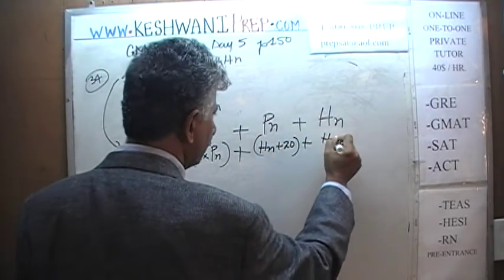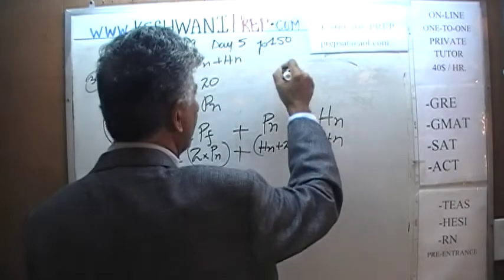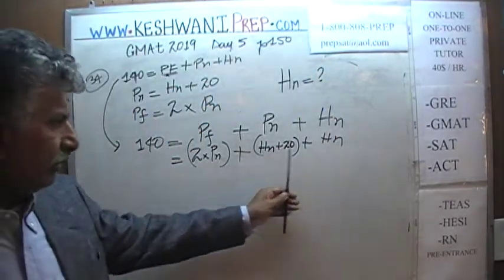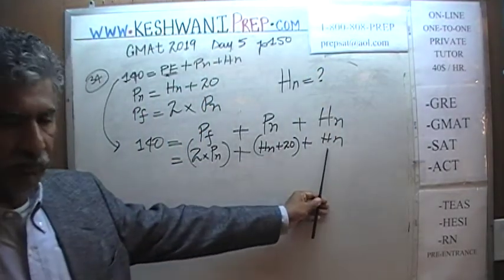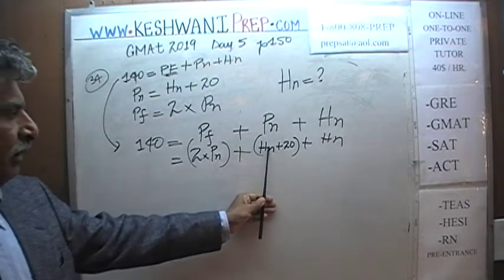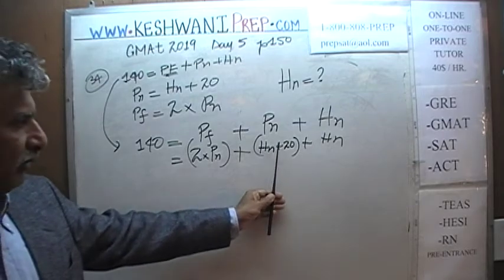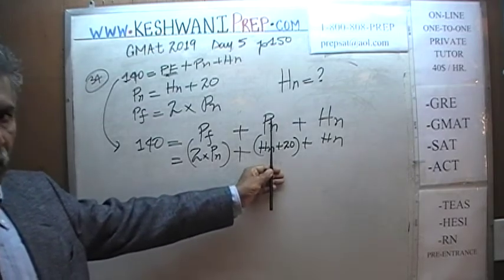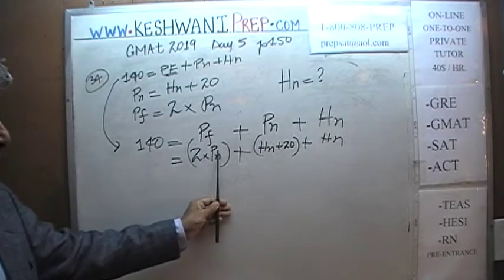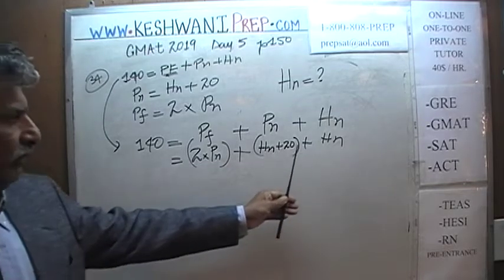And then hardcover nonfiction. As you can see, we are solving for this guy right here. We want to know how many hardcover nonfiction we have. So we have to get this entire equation in terms of hardcover nonfiction. We just converted paperback nonfiction in terms of hardcover nonfiction, because however many hardcover nonfiction we have, if we were to add 20 to it, that's however many paperback nonfiction we have. We still have to work on this guy. It is 2 times paperback nonfiction. We don't want paperback nonfiction. We want to write this thing in terms of hardcover nonfiction.